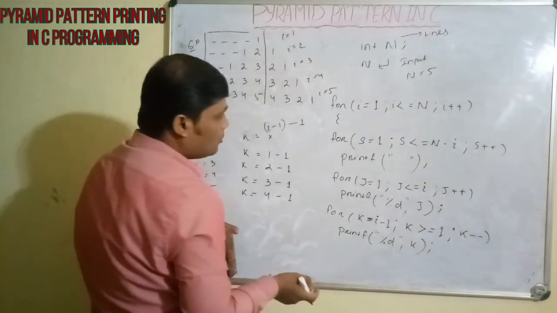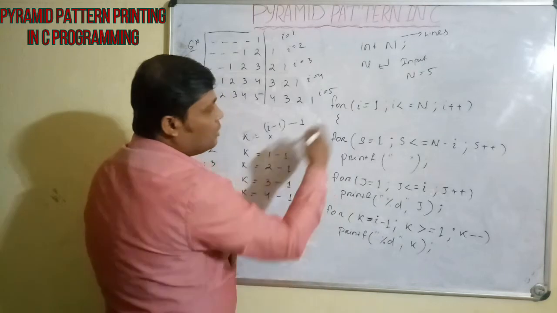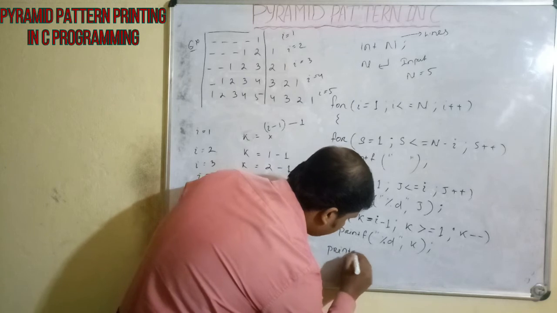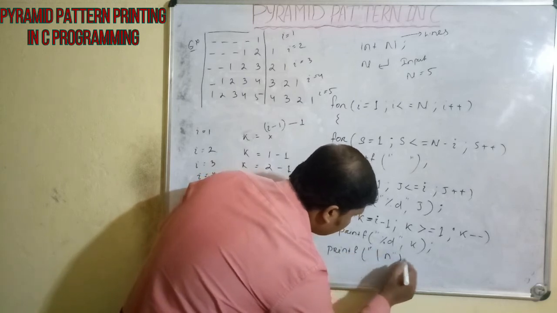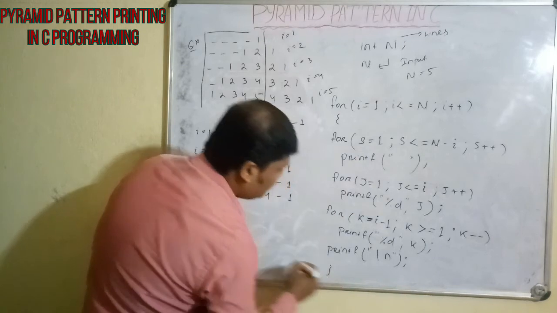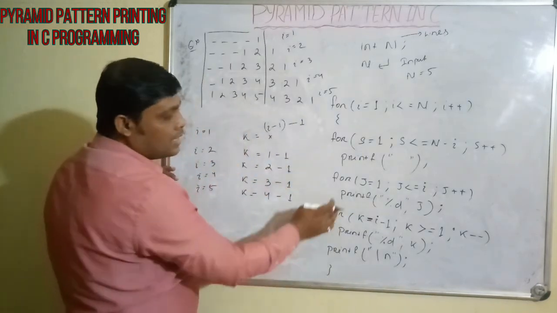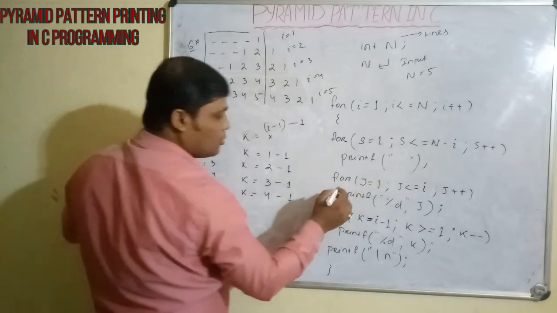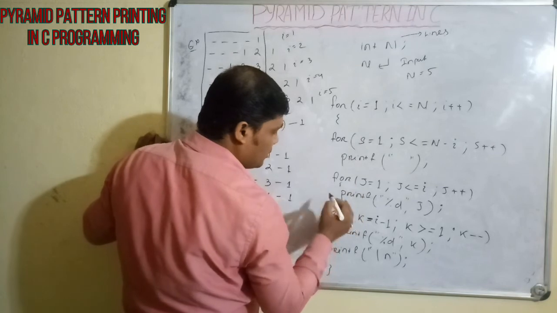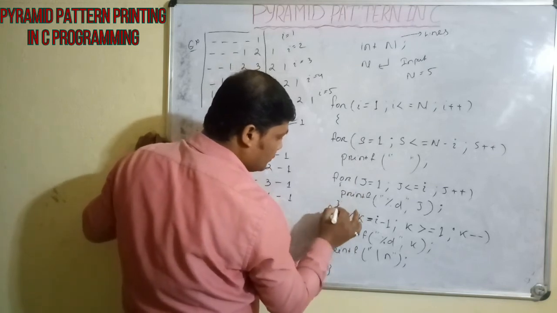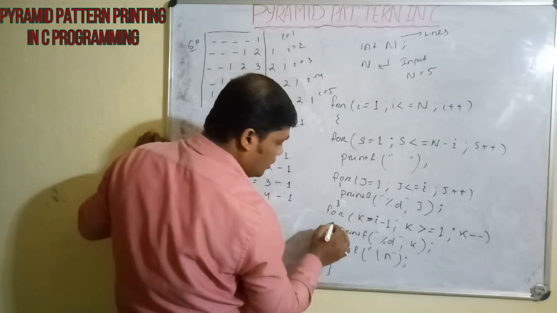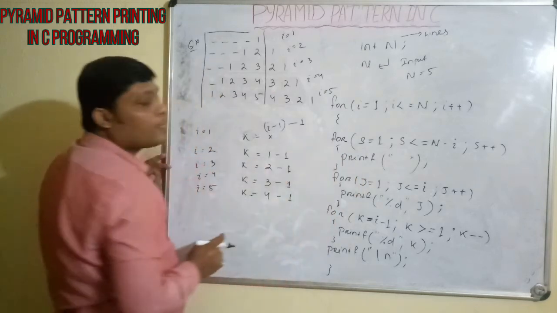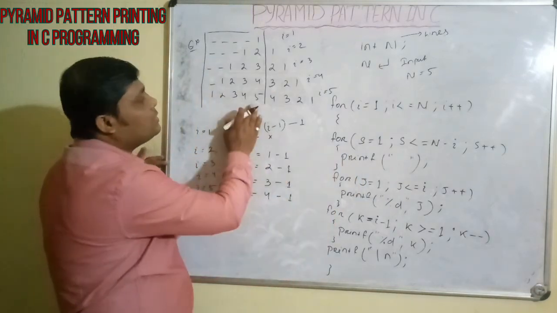Then when it is going for the next I, it should go to the next line. Printf backslash n to go to the next line. And this is the end of for loop. As there is one line inside the J loop, there is no need of curly braces. Otherwise, you may give curly braces here. You may use or may not use them, because there is only one line inside each loop. This is the logic part to print this structure.